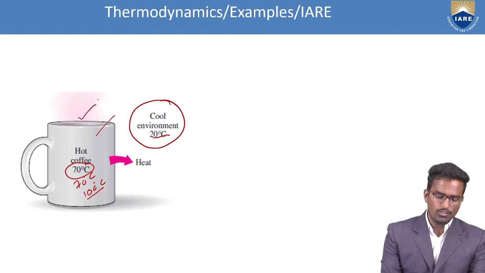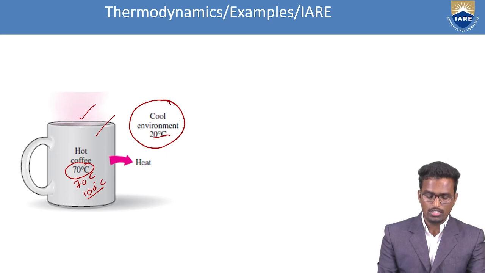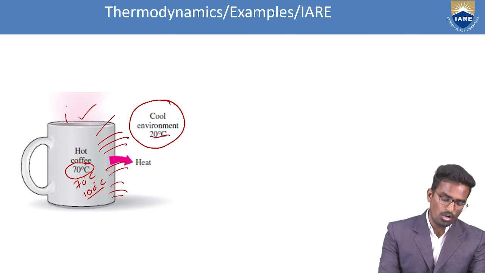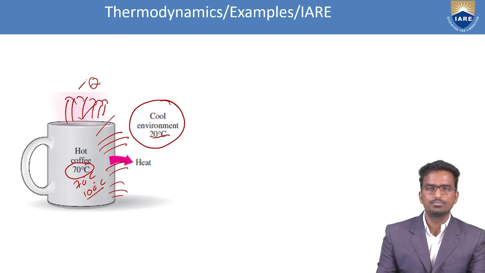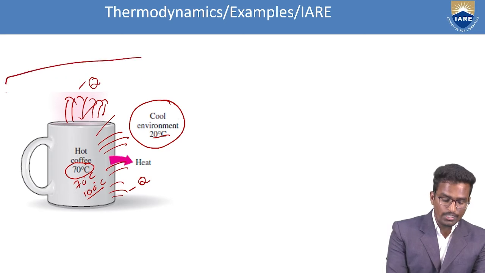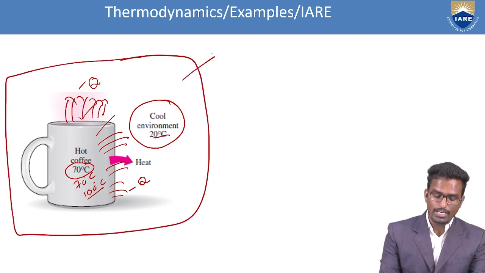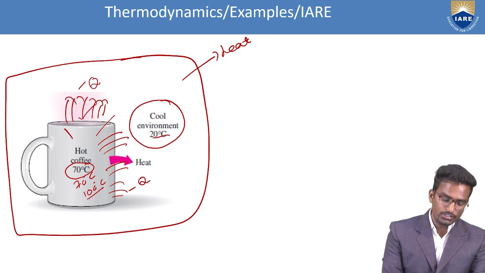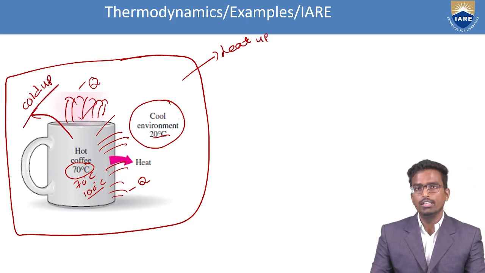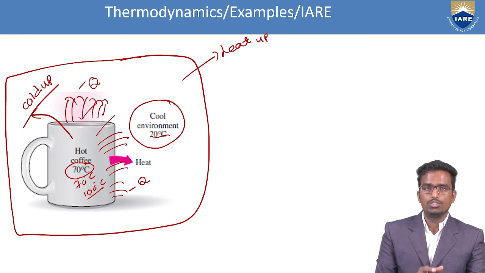So the same hot cup of coffee, having a higher temperature, transfers heat to the atmosphere through the walls of the coffee cup or maybe from the top surface. Okay, it releases the heat. Now the environment surrounding this cup of coffee gets heated up, and the substance inside the cup gets cooled. That is the day-to-day example we have. All these conditions come under thermodynamic examples.